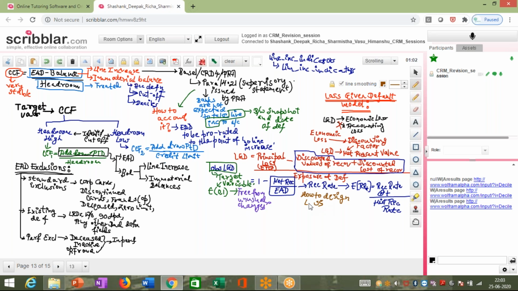The question that next comes out over here is how to model this loss given default.